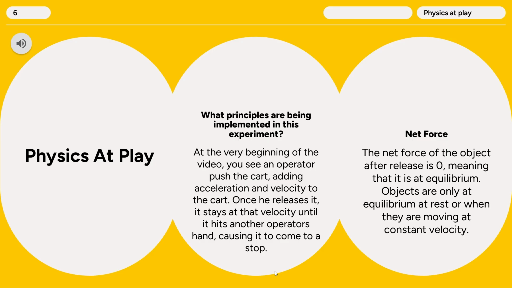Physics at play. The main physics principle being implemented in this experiment is obviously constant velocity, but there are a few more. The initial velocity and acceleration of the cart are important to the cart's constant velocity, and what about the net force acting on the cart? Since the cart is at constant velocity, that would mean the net force acting on it is zero, therefore the cart is at equilibrium.